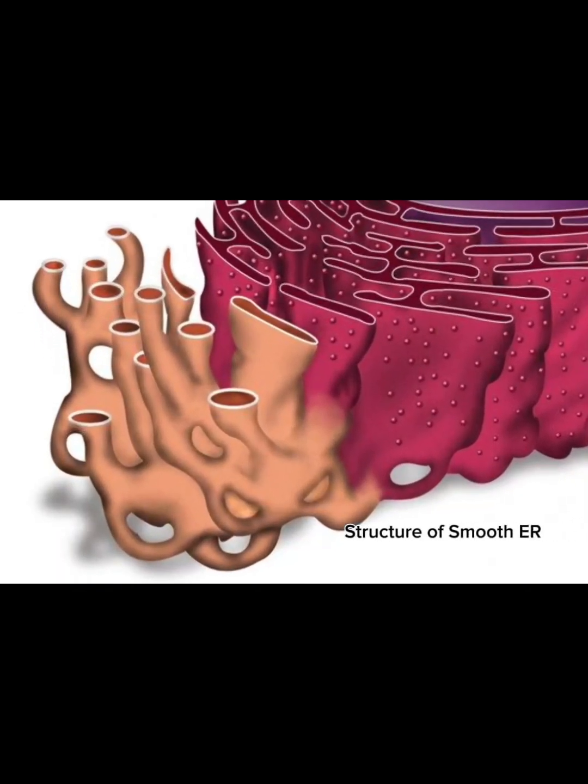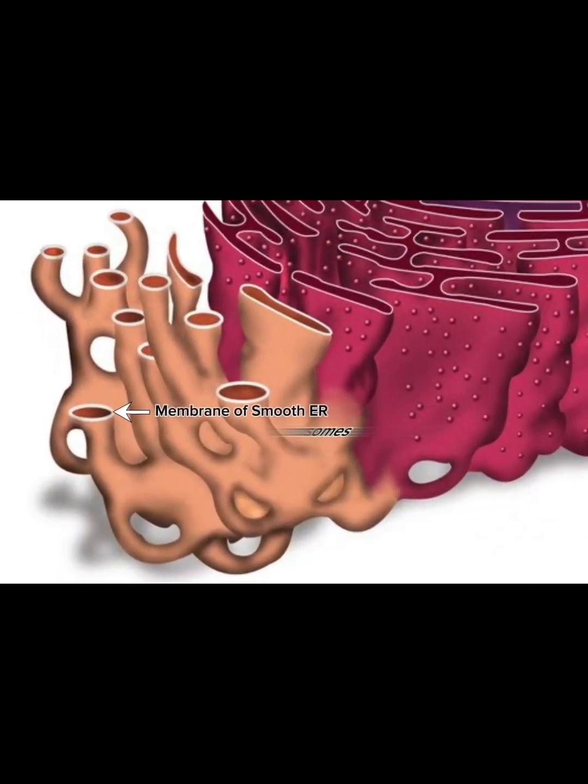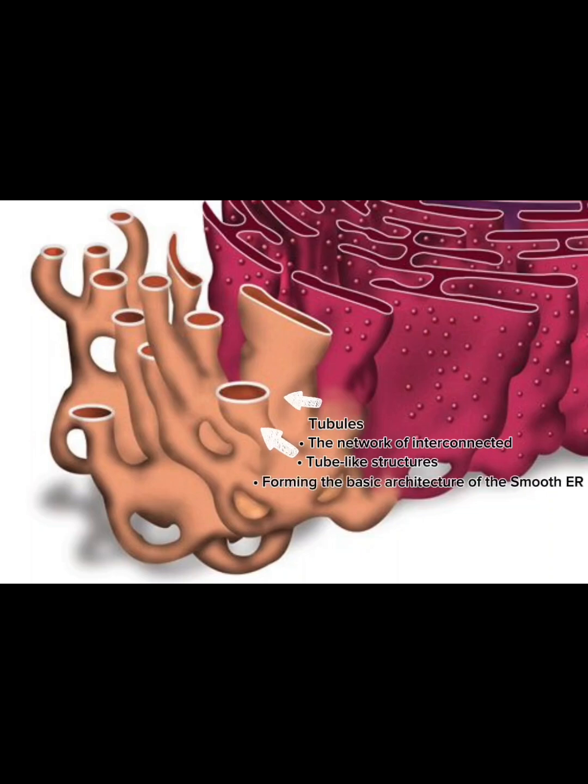Structure of smooth ER. Membrane of smooth ER: absence of ribosomes. Lumen: the internal space enclosed by the ER membrane, forming a continuous network of interconnected tubules and sacs throughout the eukaryotic cell. Tubules: the network of interconnected tube-like structures, forming the basic architecture of the smooth ER.